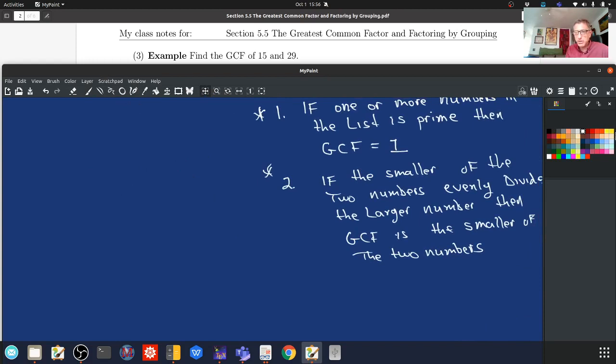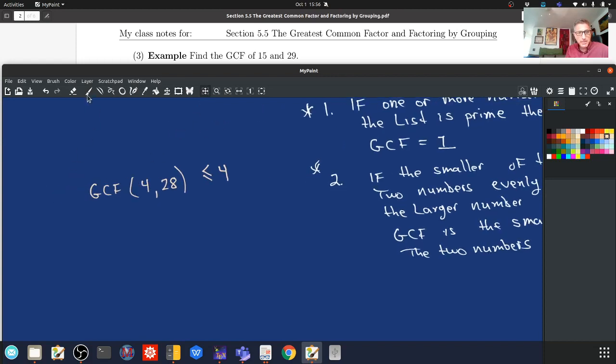Here's an interesting question for you. What is the GCF of 4 and 28? Well, you don't need to do anything, because you already know that the GCF of 4 and 28 can be no greater than 4, but it has to be greater than or equal to 1. Since 4 evenly divides 28, then the GCF is, in this case, actually the largest it can possibly be, which is 4.